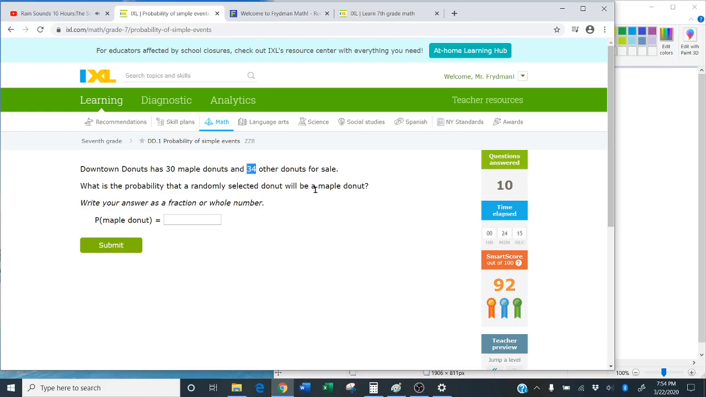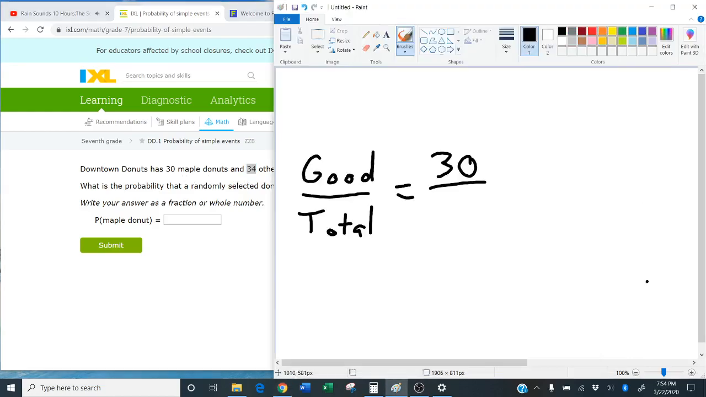These 34 donuts are completely different types of donuts. They're jelly donuts or chocolate donuts or sprinkle donuts, whatever. So the 30 is not included in the 34. That means we need to add up the 30 and the 34 here in the denominator for the total. So we get 30 over 64. That's going to be our probability. And that would be a little bit less than half.